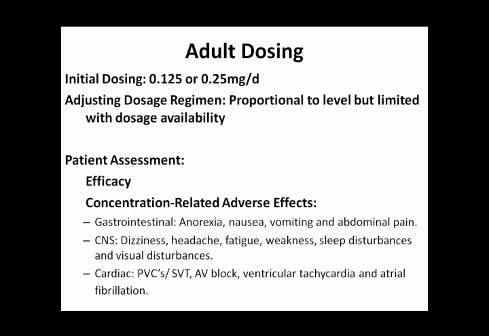GI is represented by nausea, vomiting, and pain, and CNS side effects such as dizziness, headache, fatigue, weakness, sleep disturbance, and visual disturbance. Cardiac side effects are basically any kind of arrhythmia you may see. Cardiologists will tell you to pay attention to AV block and ventricular tachycardia or arrhythmia.